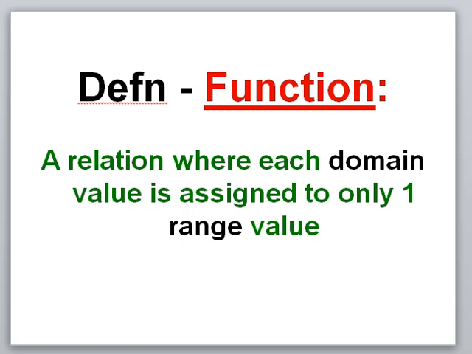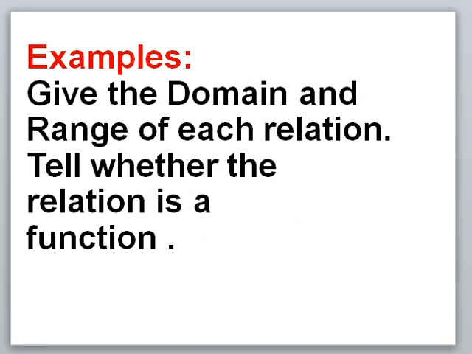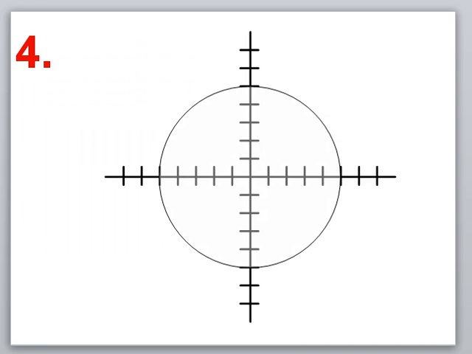So go ahead and write down a relation where each domain value is assigned to only one range value. So that's what I was talking about. There's only one arrow coming off of each x value. We're going to give the domain and range of the next few graphs, and we're going to tell whether or not it's a function. I'll use the vertical line test to do that.